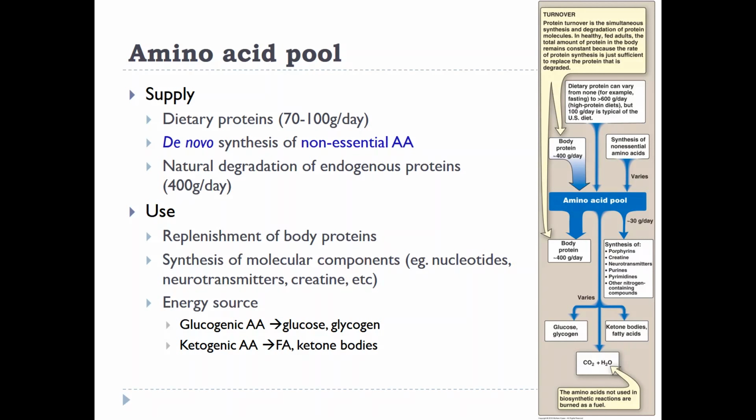Glucogenic amino acids are converted into glucose in the process of gluconeogenesis, and further they can be stored as glycogen. Ketogenic amino acids are converted into acetyl coenzyme A or acetoacetate, and they can be further converted into fatty acids or ketone bodies depending on the needs.